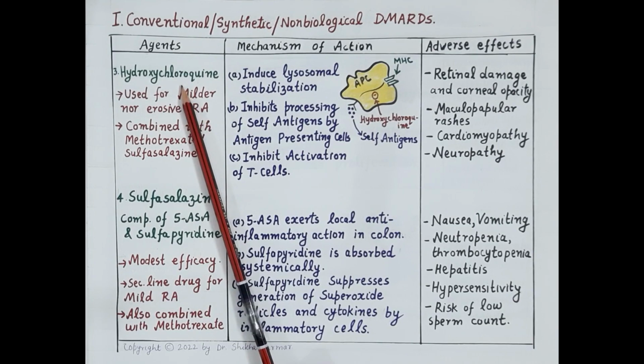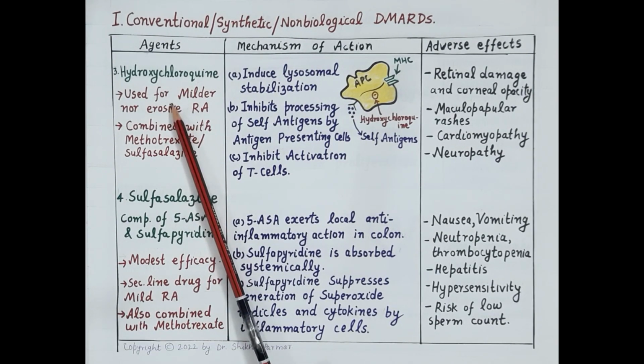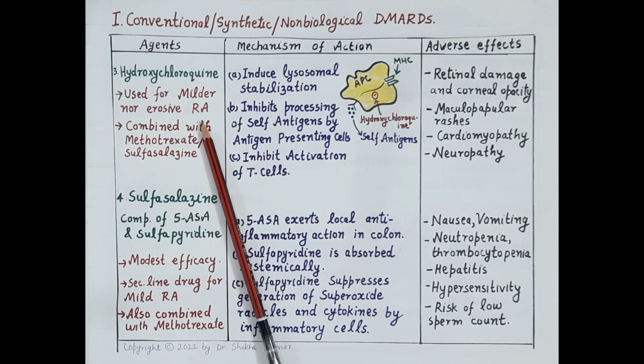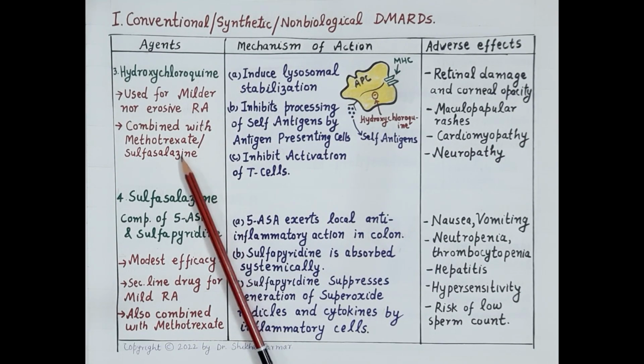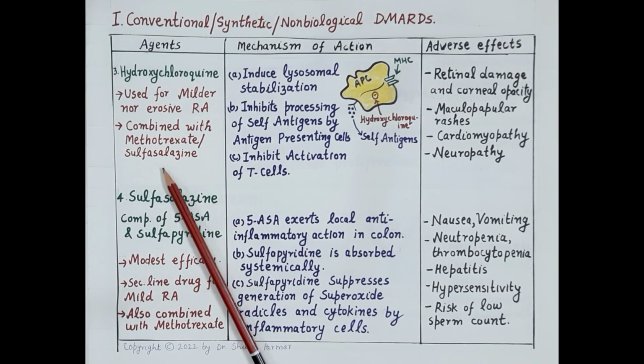Another non-biological DMARD is hydroxychloroquine. It inhibits activation of T cells. Hydroxychloroquine is used in milder non-erosive rheumatoid arthritis, that is rheumatoid arthritis not severe enough to cause destruction of the bone. It is also used in combination with other synthetic DMARDs like methotrexate and sulfasalazine.